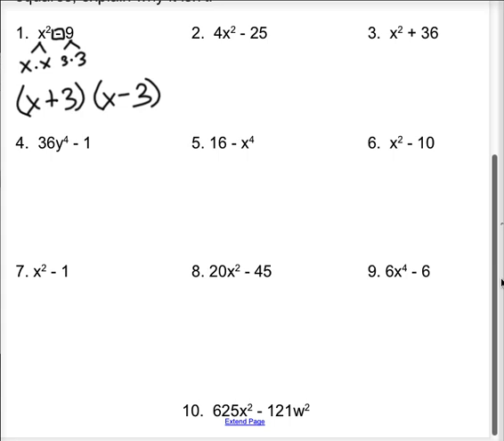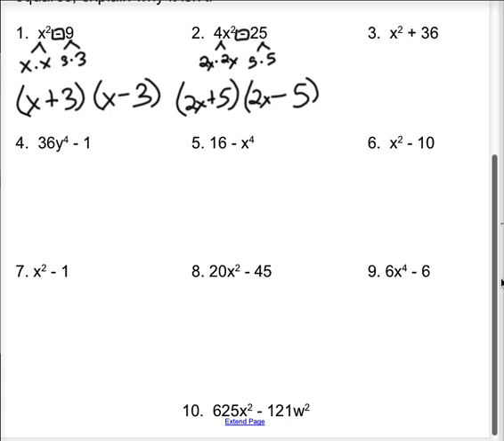Looking at number 2. Again, 4 is on that list of nice numbers. It breaks down into 2 and 2. X has an even power, so it is just x and x. And the 25 breaks down into 5 and 5. So again, we are talking about two perfect squares here. Checking, it is a subtraction problem. So we are going to put it in our basic format. 2x plus 5, 2x minus 5.